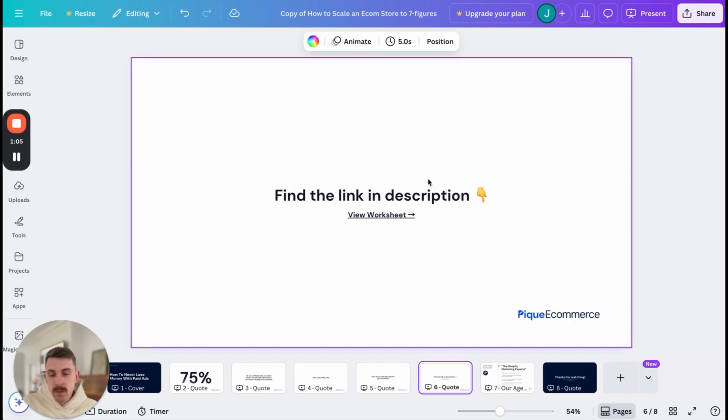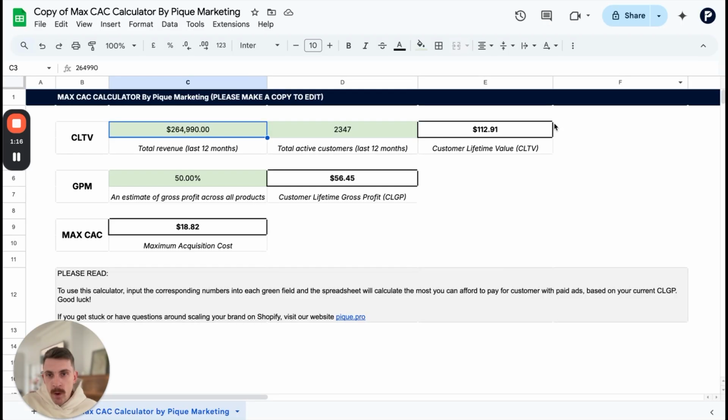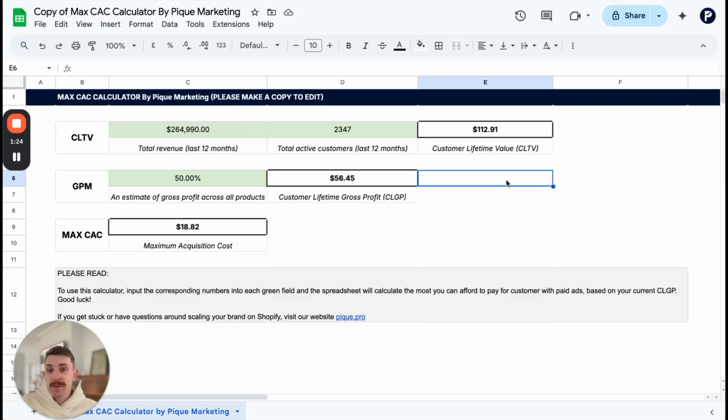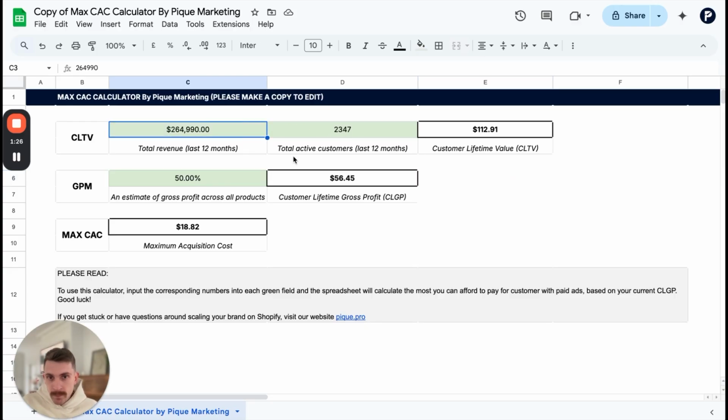The answer is we have created a worksheet for you. So find the link in the description, click that link. It's going to go straight through to a Google Sheet, and then you can just make a copy of that to edit it. So this is the worksheet here, and I'm just going to go through step by step really quickly around how you can figure this out for your business. So there's 3 numbers we need here to calculate your maximum acquisition cost.